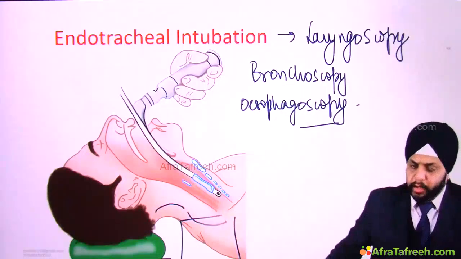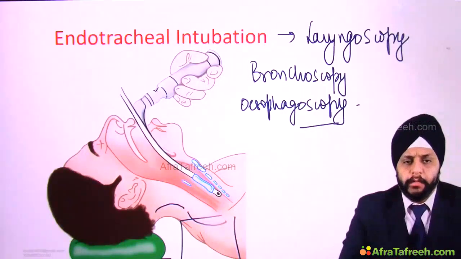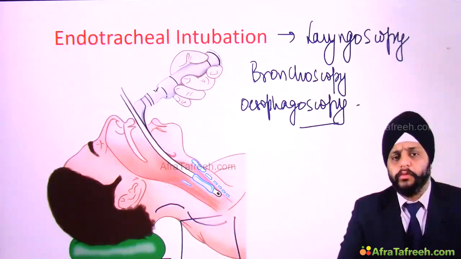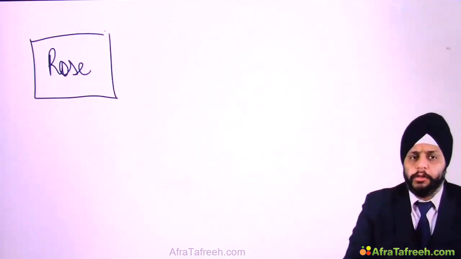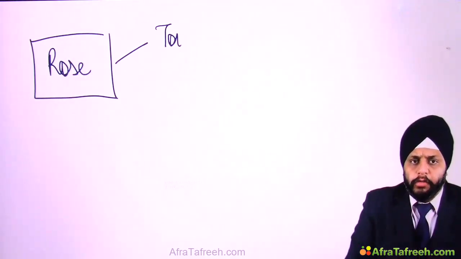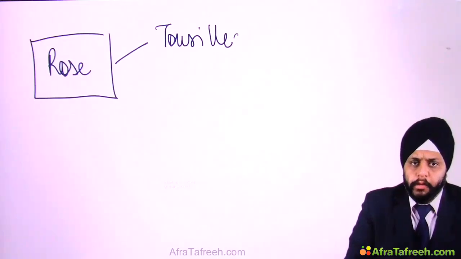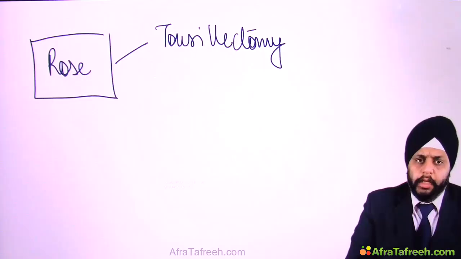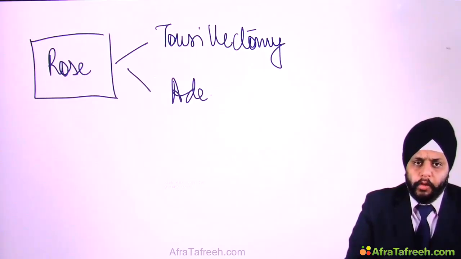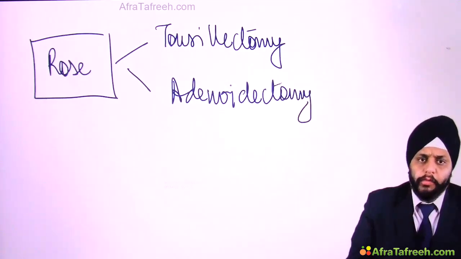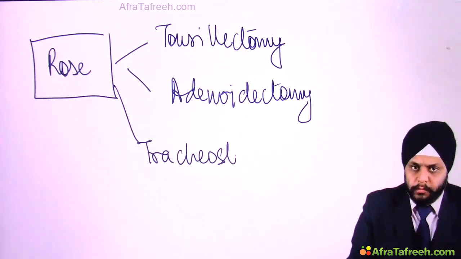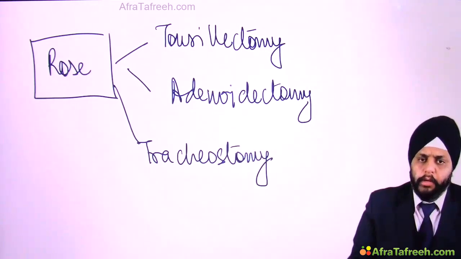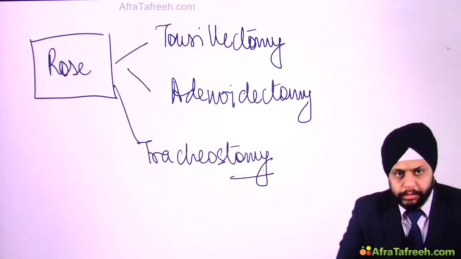Right? For what do we use it? For tonsillectomy, what position do we use? We use rose position. Now, where else can we use the rose position? Number one, I told you we use it in case of tonsillectomy. Other than this, we can also use it in case of adenoidectomy, and we can also use this position in case of tracheostomy. So in all these we use the rose position.